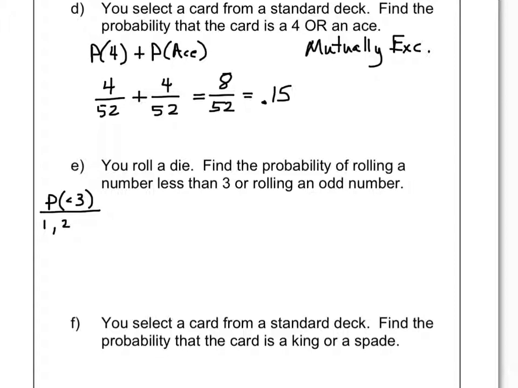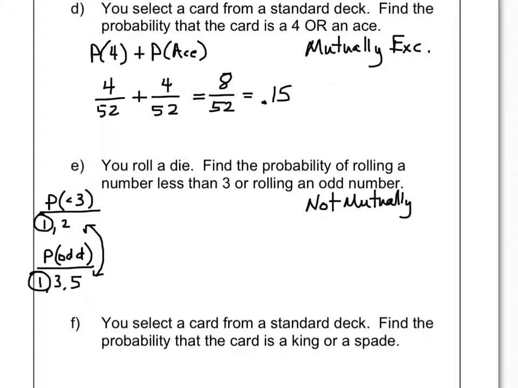Now, what's the probability of me rolling an odd number? What are the options there? Well, I've got 1, 3, and 5. As you look at these two lists, do any of these numbers overlap, or are any of these numbers written down more than once? You notice that the number 1 is in both lists. So in this case, this is not mutually exclusive, because you can be a number less than 3 and be an odd number at the same time.